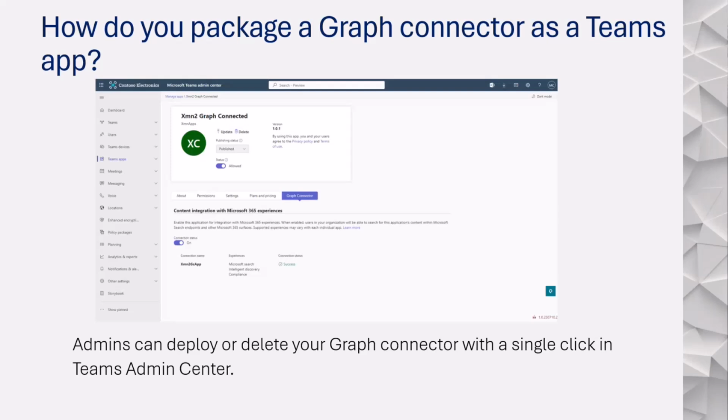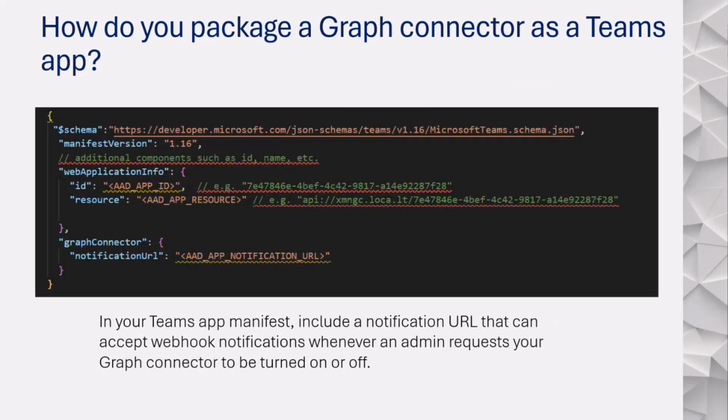I don't know if any of you have ever built a Microsoft Graph Connectors Teams app before, but when you do that, admins can go and deploy it with a single click of a toggle in the Teams Admin Center. So it's a super easy thing for admins to do. But that begs the question, what exactly do developers need to do to unlock the stress-free deployment for admins? Well, let me tell you how.